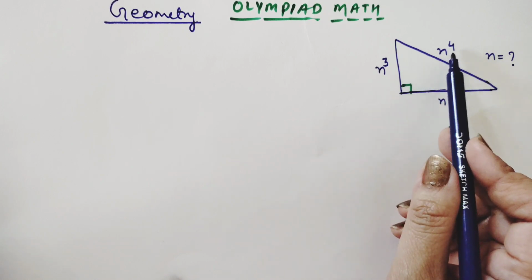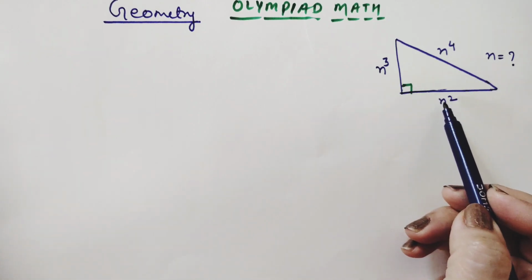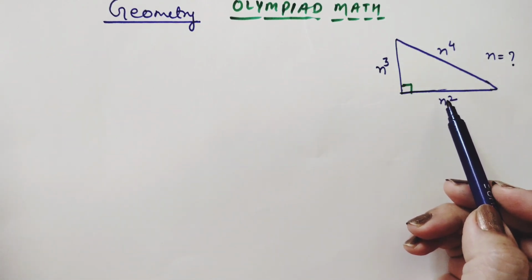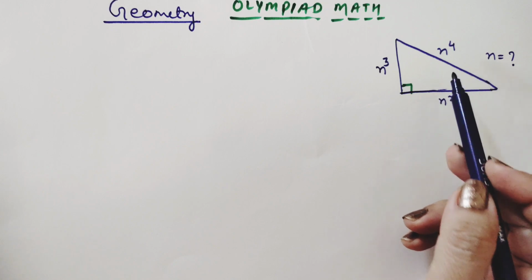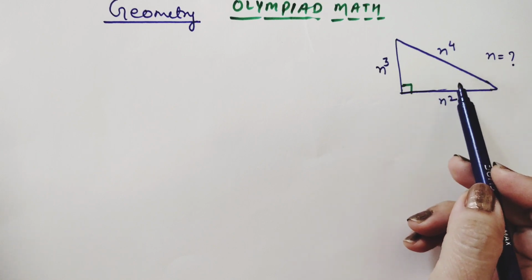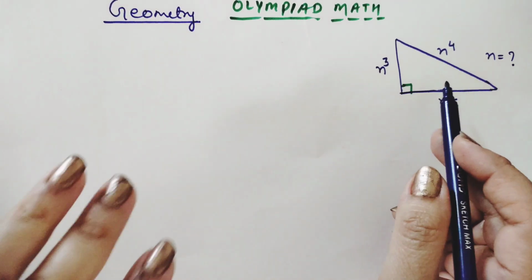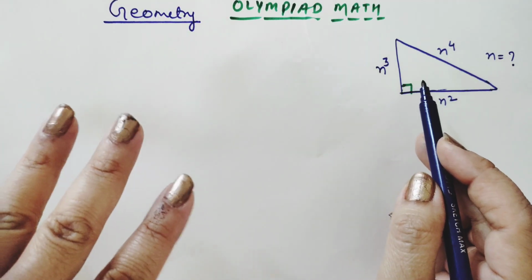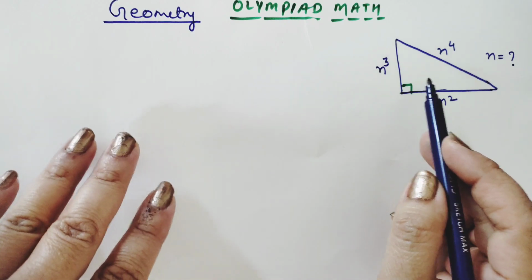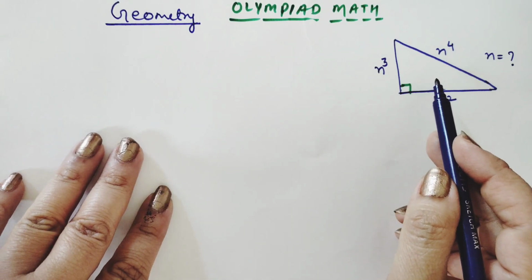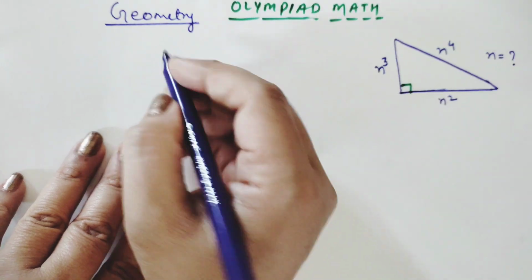The sides are n⁴, n³ and n². So how do we find the value of n if the sides of a right angle triangle are given? In this question you can see this is a right angle triangle, and everybody knows that if a right angle triangle is given, we need to apply the Pythagoras theorem.